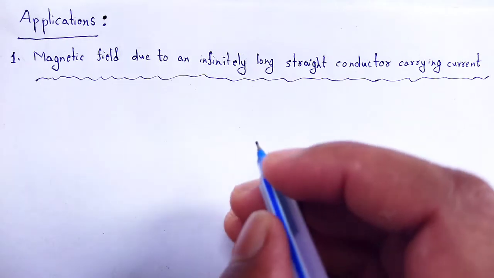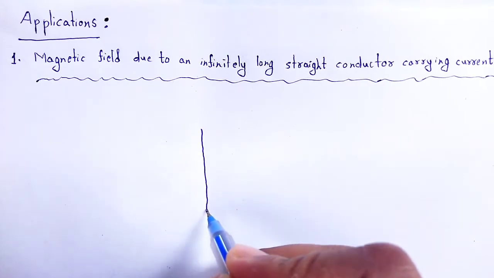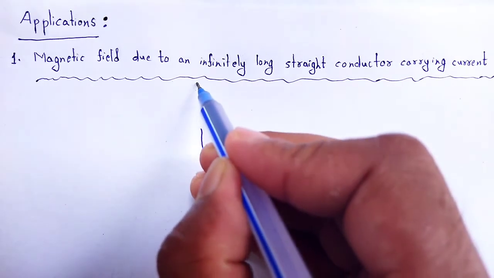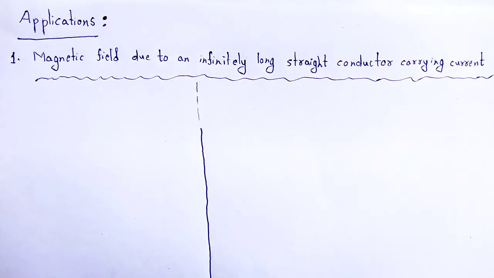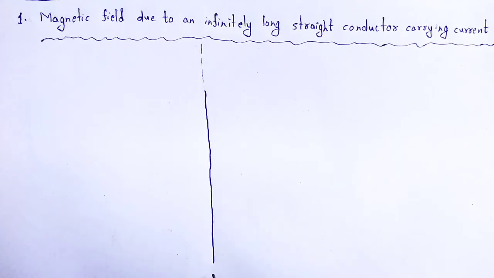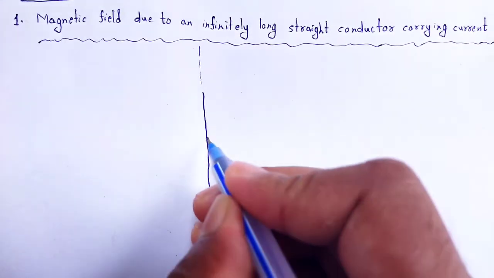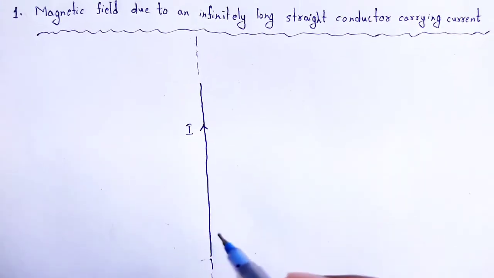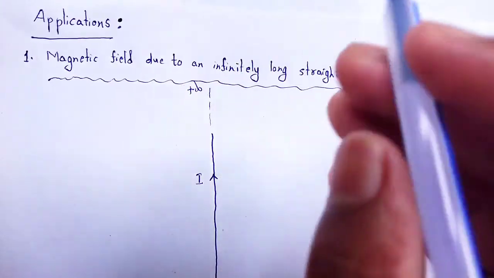Consider an infinitely straight wire carrying current I from minus infinity to plus infinity.